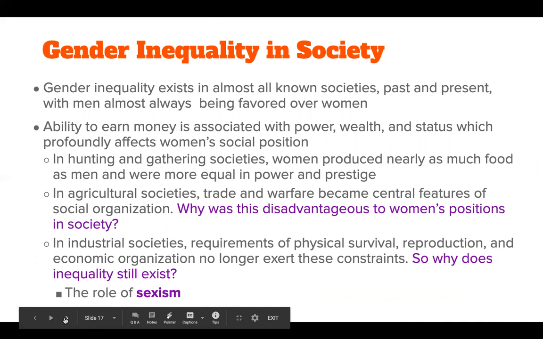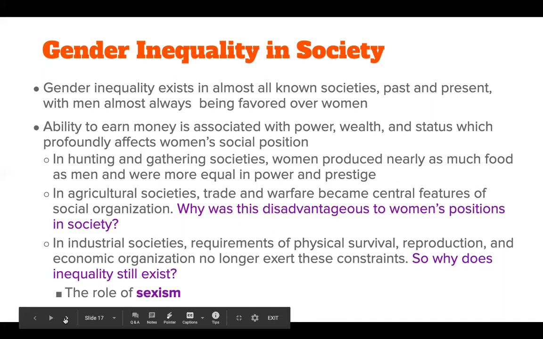And in some societies, we now know that both men and women participated in both hunting as well as gathering, and so these societies were, believe it or not, a little bit more gender equal. But by the time those societies became more agricultural societies, so they stopped being migratory and became more stable and staying in one spot, and trade and warfare became more central features of social organization, the social standing of women began to fall.